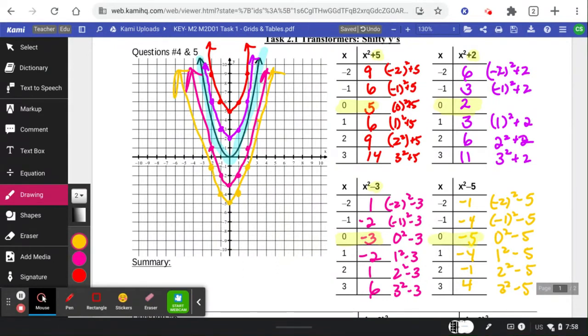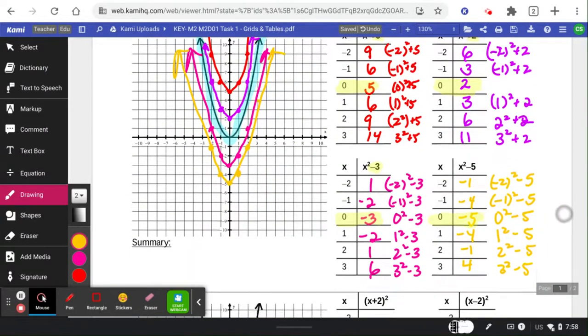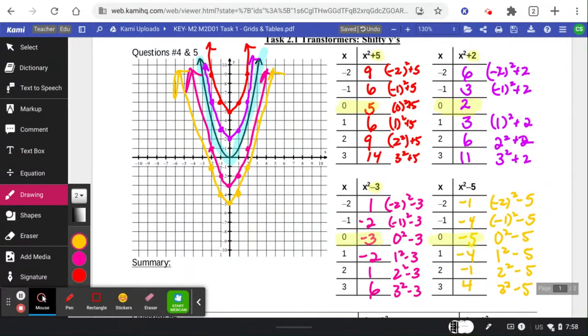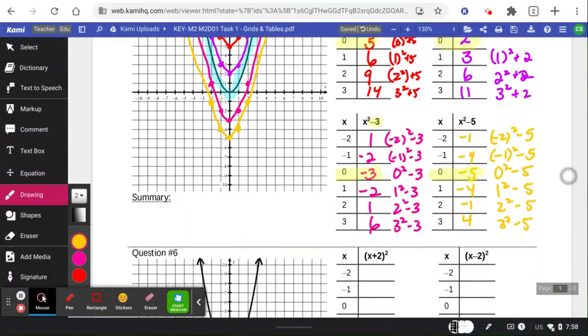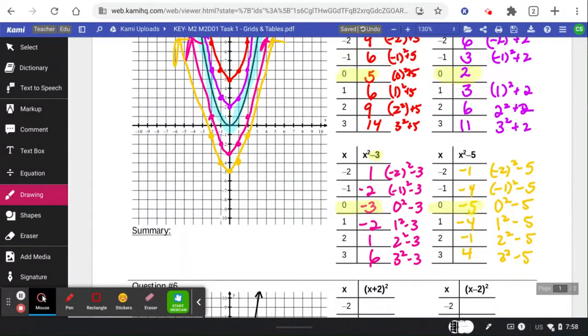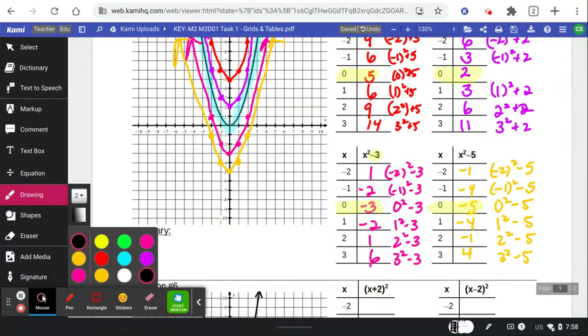Okay, when you're done here, you can see all these different transformations up and down. You should have the original parent graph hopefully highlighted, and then 4 different color graphs from the 4 different tables. Let's summarize this change over here. What just happened?